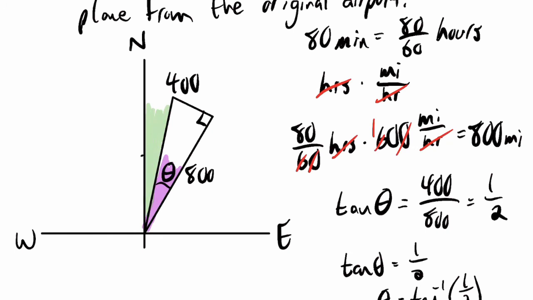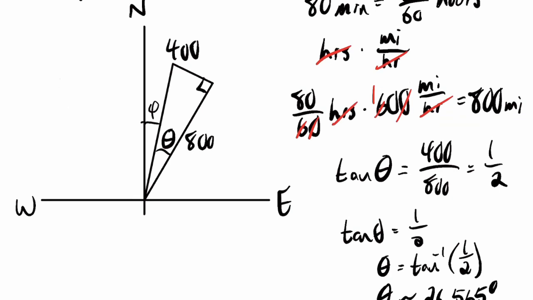Couldn't you subtract the 35 from the 26? Other way around, but yeah, that's basically the right idea. So I'm going to call this one phi. It kind of looks like a loopy 4. Okay, so phi plus theta. Not alpha. Phi plus theta equals the original 35 degrees.